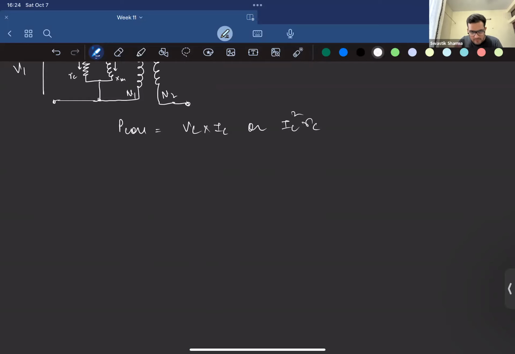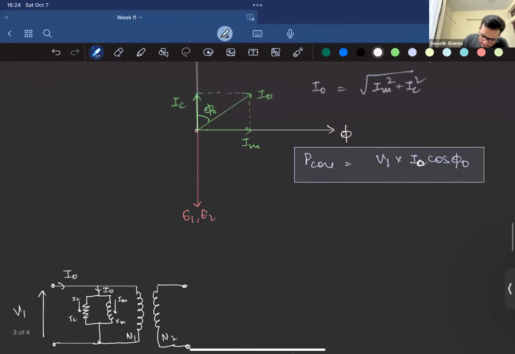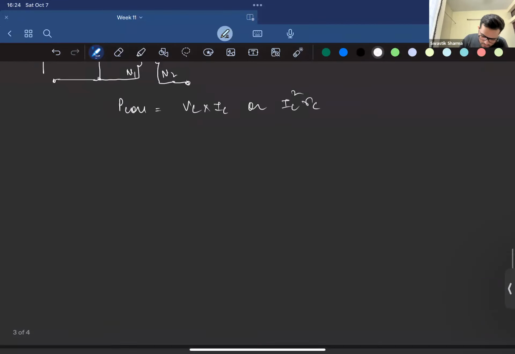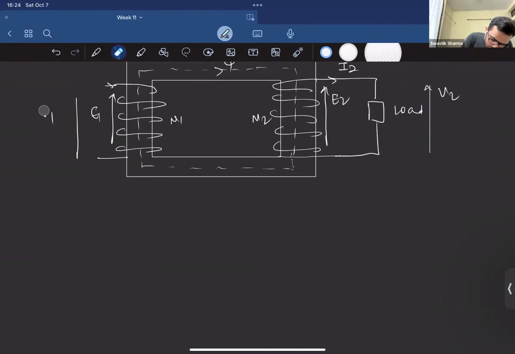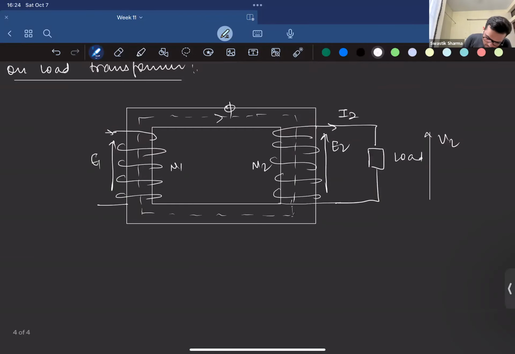We'll still consider infinite permeability. Let's leave it till there, and we'll say that there is some leakage component too, right? Let's redraw the circuit. I've assumed now that there is some leakage component too, and I'll talk to you more about why I have included the leakage component.